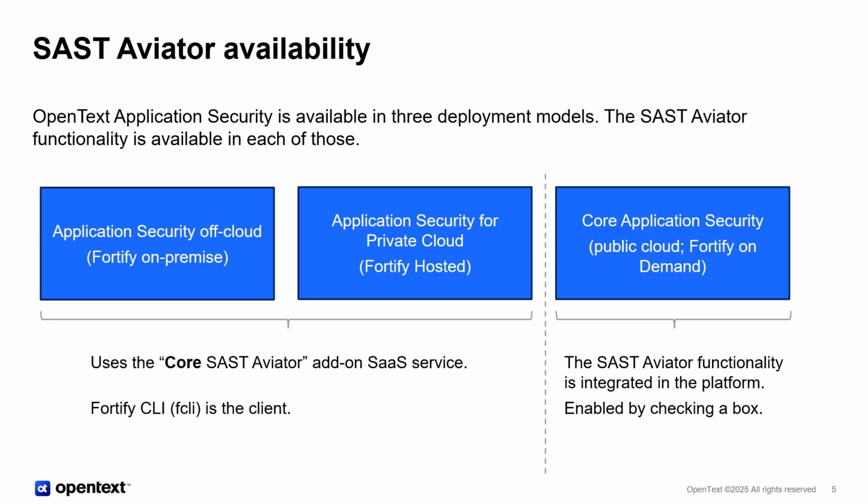OpenText application security is available in 3 different deployment models. So we have an on-premise or off-cloud deployment model. We have a private cloud deployment model, which used to be called Fortify hosted. And then we have a public SaaS deployment model now called Core Application Security, which used to be called Fortify on Demand. The SAST Aviator functionality is available in each of those 3 scenarios.